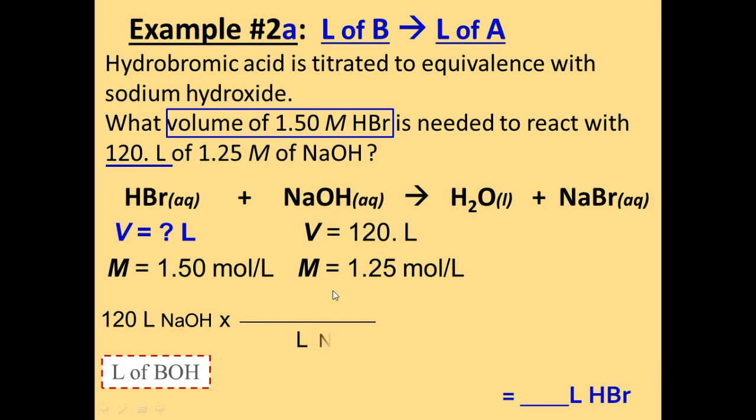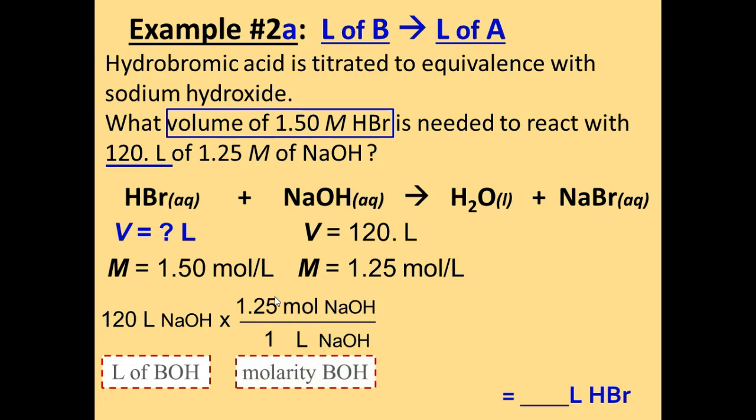So we go first from liters of NaOH, and we use molarity to convert it to moles. Remember, molarity is 1 liter per X amount of moles. We want liters on the bottom so it cancels out, and we're left with moles. NaOH molarity is 1.25, so 1.25 moles per 1 liter. We write it like that. Liters cancel out, and we're left with moles of NaOH. That's good. And now we go from NaOH to moles of HBr using the mole-to-mole ratio.